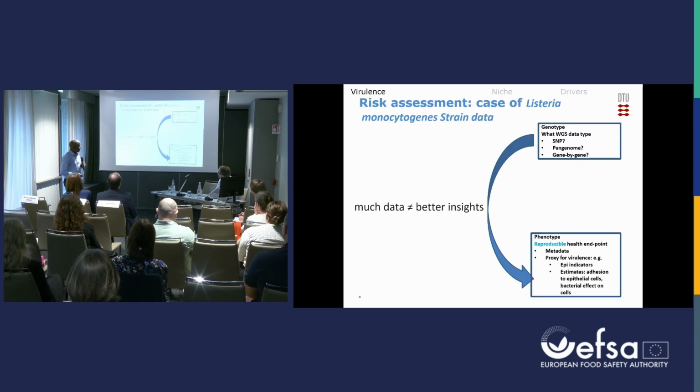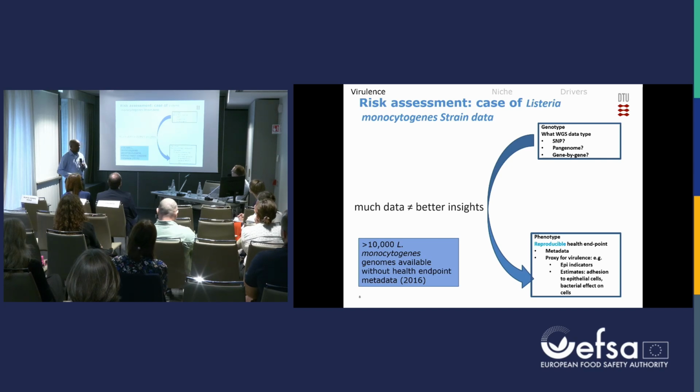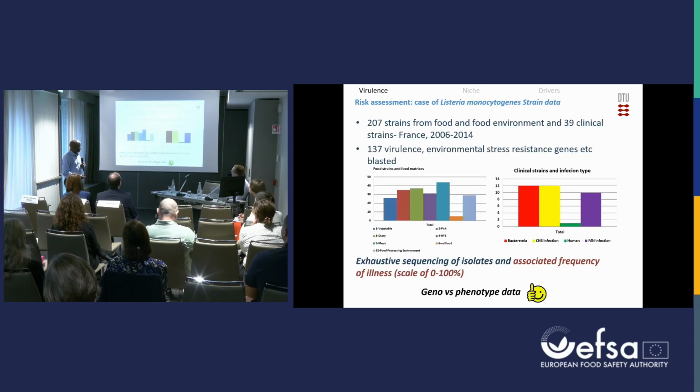So the first case study, we learned lessons on data. Not every time we have much data do we have better insights. We had 10,000 Listeria monocytogenes genomes, none of which was really important for our models because we need a reproducible endpoint associated with it. We had lab studies that study proxies for virulence, but we found quite a nice data set of only 207 strains, with 39 clinical ones, from food and food environment, which had associated clinical frequency of illness that we can use as an outcome in the model.